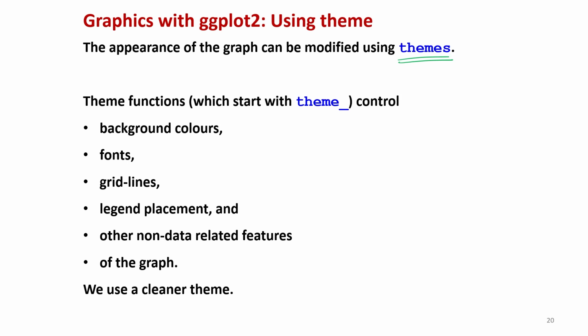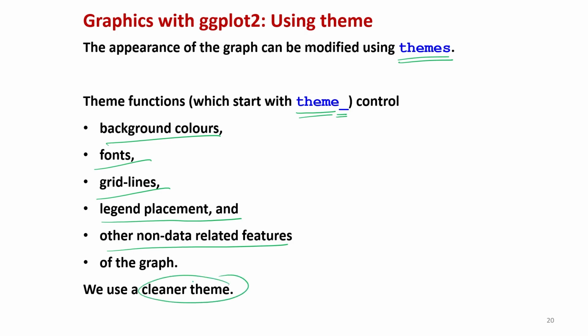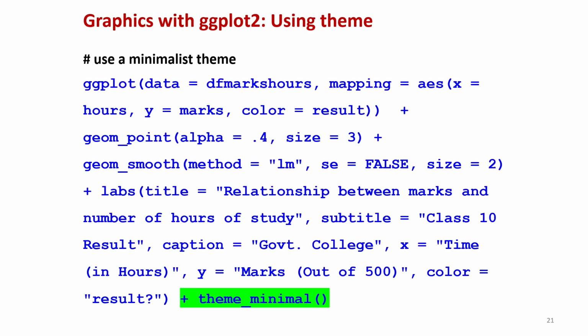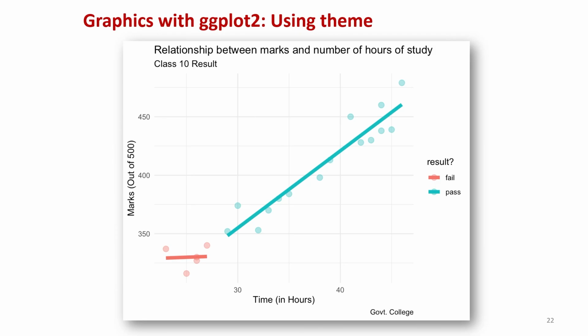This theme function starts with THEME underscore something that we have to give. This can control the background color, font, grid lines, legend placement, and other non-data related features of the graph. And we want a cleaner theme. So in the earlier command, I simply add one more command here, plus theme underscore minimal, right.